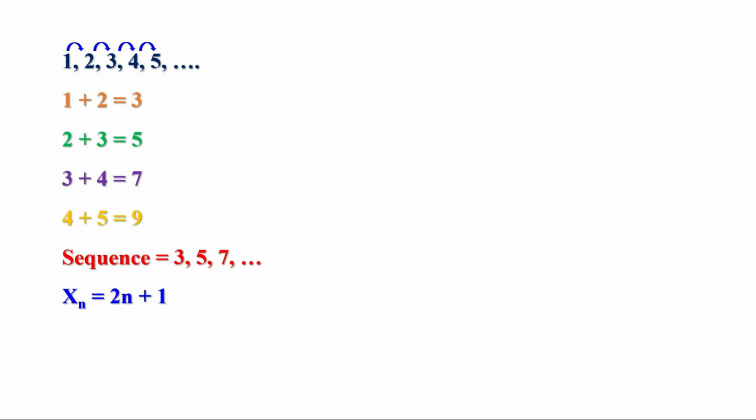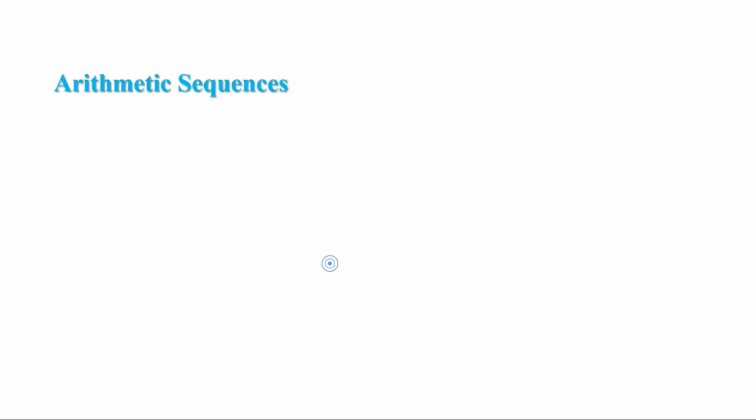We have already discussed that in every sequence there is a rule, and as the rule changes, there are different types of sequences. Today we are going to learn a particular type of sequences called arithmetic sequences. Have you heard of Halley's comet? It's a comet which passes the earth after every 76 years. Let me show you a picture of Halley's comet.